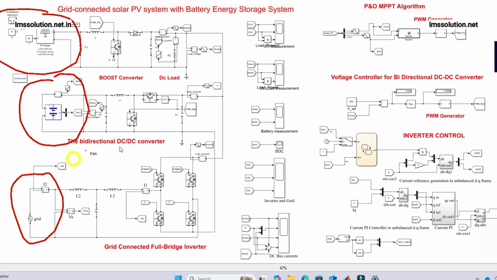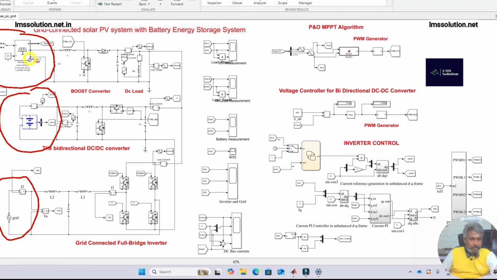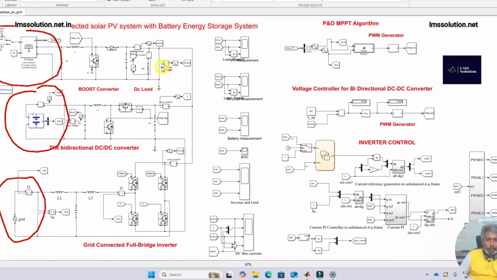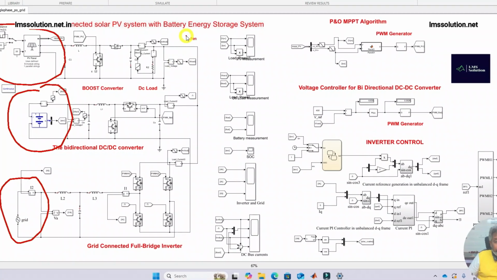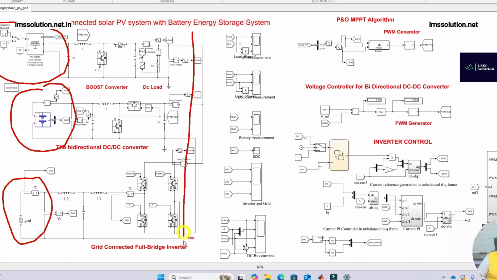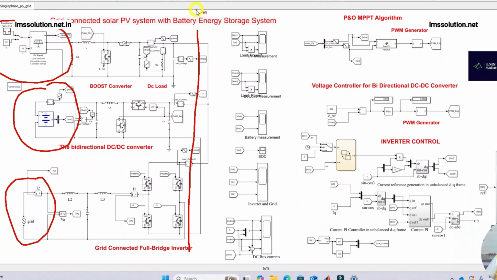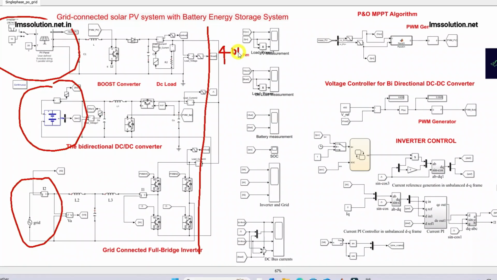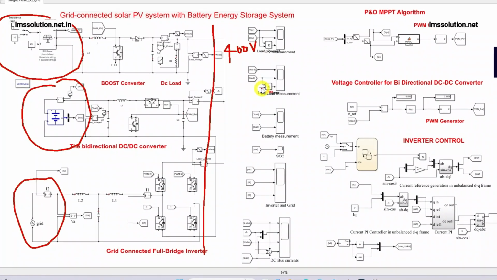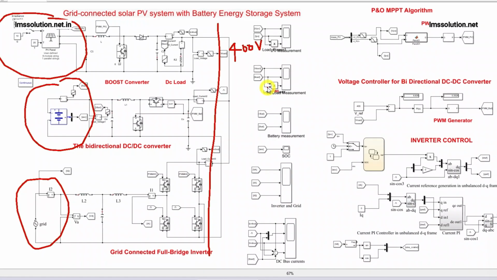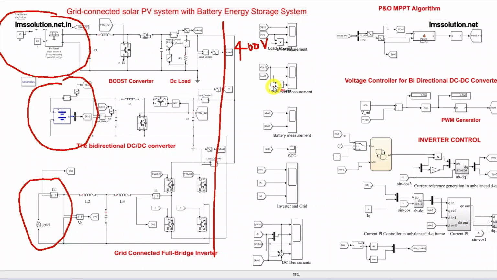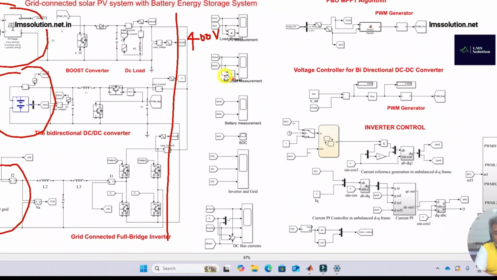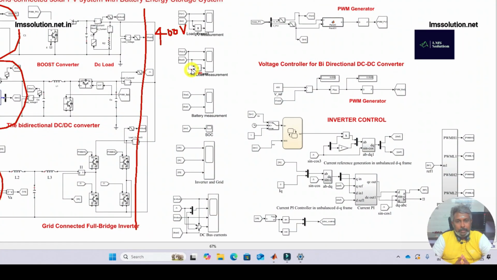That PV system, battery storage, and the single phase grid will be connected to the common DC bus. So this is a common DC bus. This common DC bus is going to be maintained around 400 volt. So once you maintain that 400 volt, what will happen?